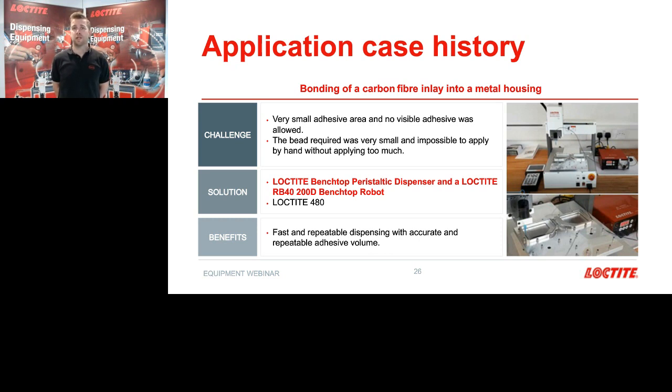So what we did here is we teamed up one of our benchtop robots with our PU20, and we used the robot to manipulate the pen into the correct position around the component. So what we used here is our 200D robot with the PU20, and the adhesive we used was Loctite 480, which is a black rubber-toughened cyanoacrylate. The benefits of this system were that we were able to achieve for our customer a very fast, repeatable dispense with very accurate and repeatable adhesive volume and no scrap.